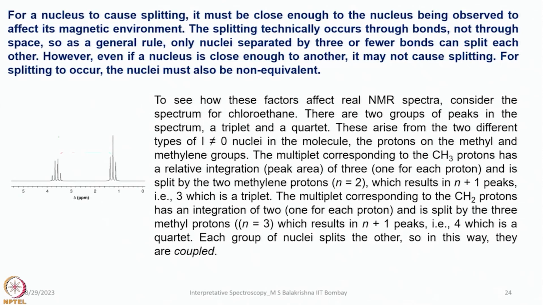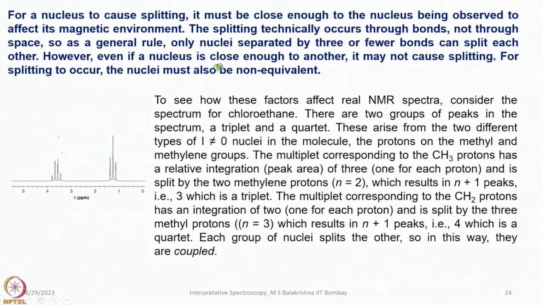For example, if protons present on a particular group are influencing the splitting, they should be on the adjacent carbon atom, or at least not beyond 3 or 4 bonds. That's what it means. The splitting technically occurs through bonds, and often we also come across through-space coupling, which I would take up at the end. So here the splitting occurs through bonds, not through space. As a general rule, only nuclei separated by 3 or 4 bonds can split each other.